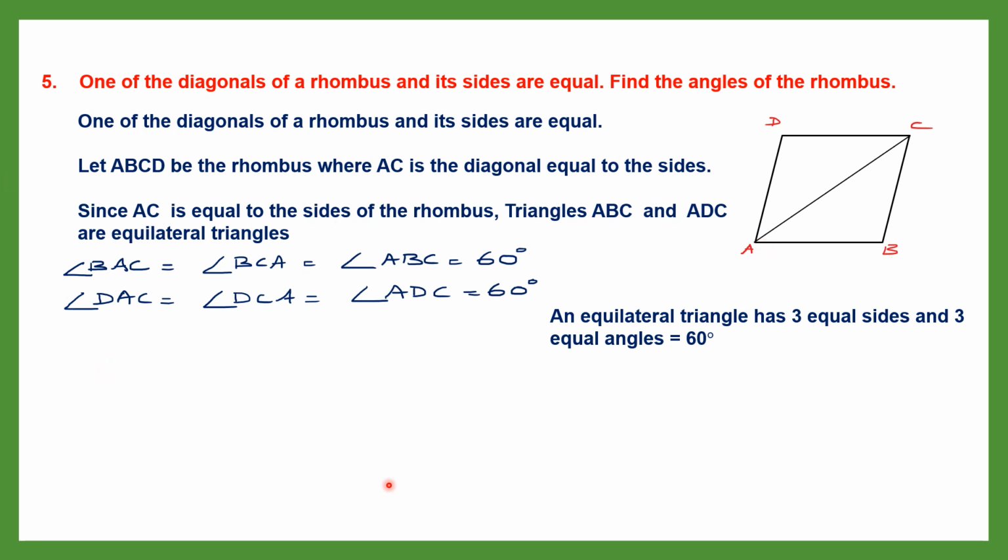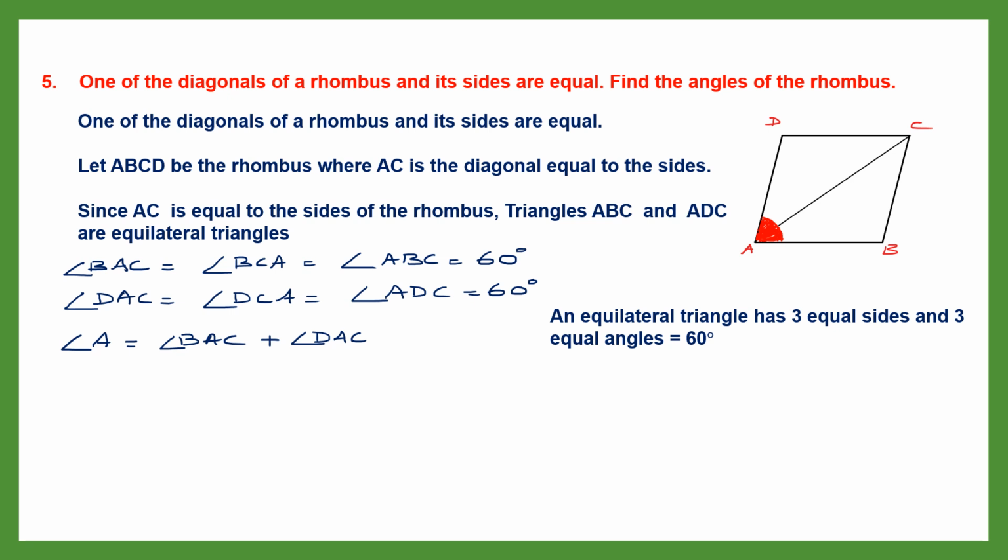So let's start by finding angle A. This whole thing is angle A. So let's mark that. So this is angle A. So let's write now angle A. How do we find the value of angle A? Angle A will be equal to angle BAC, that is this part, plus angle DAC, this part. So that is equal to angle BAC plus angle DAC.